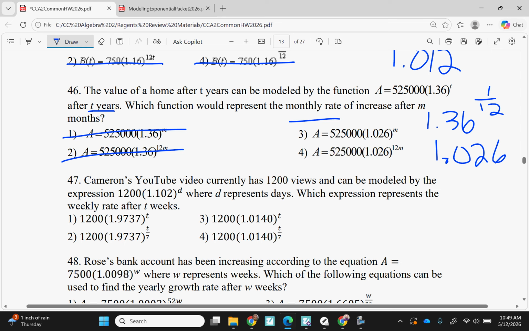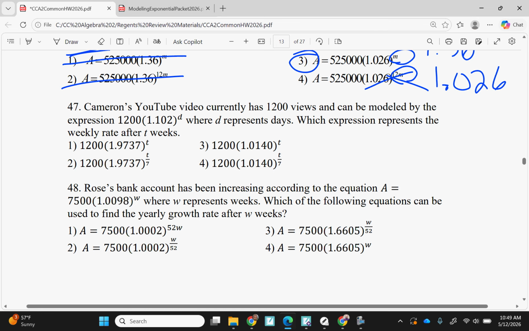And now I read carefully for what the variable represents. M is months. How many times per month do I get the monthly rate? Once. Not 12 times, but once. I get the monthly rate 1 time per month.